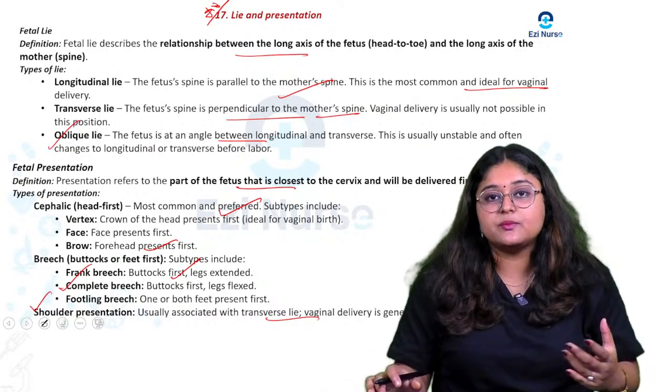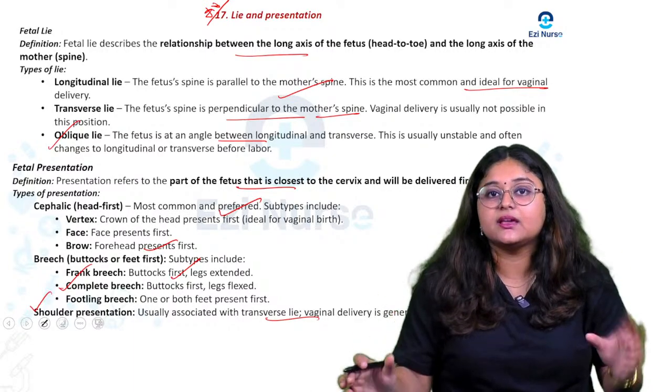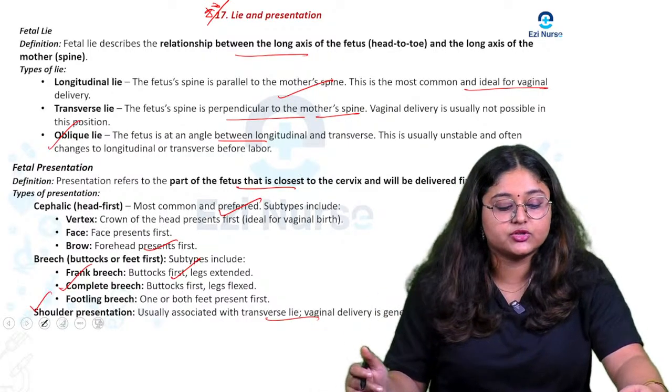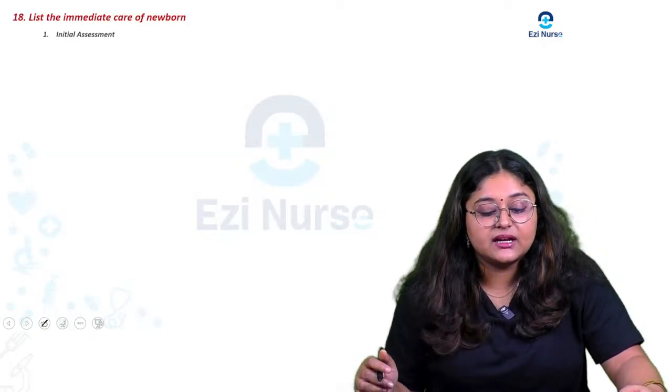So in the breech, it means buttocks or knee or footling, anything; that means the breech presentation. And shoulder means anterior shoulder or posterior shoulder or the bony point of the shoulder. Now come to the list, the immediate care of the newborn.